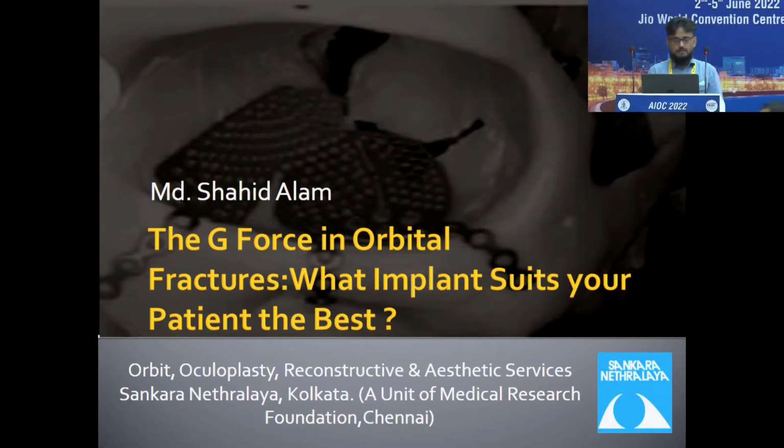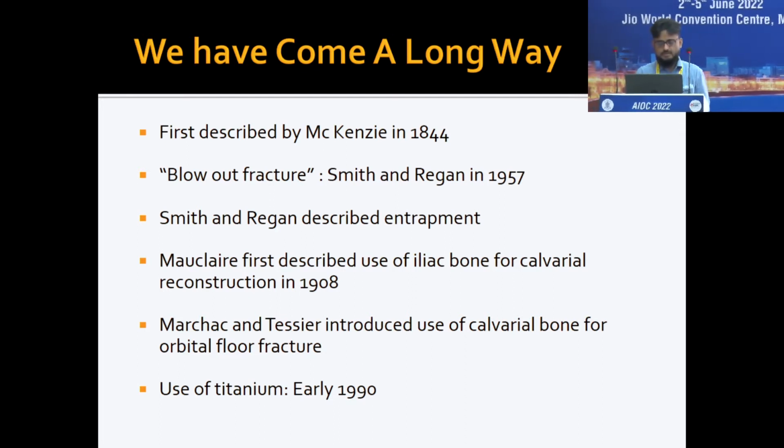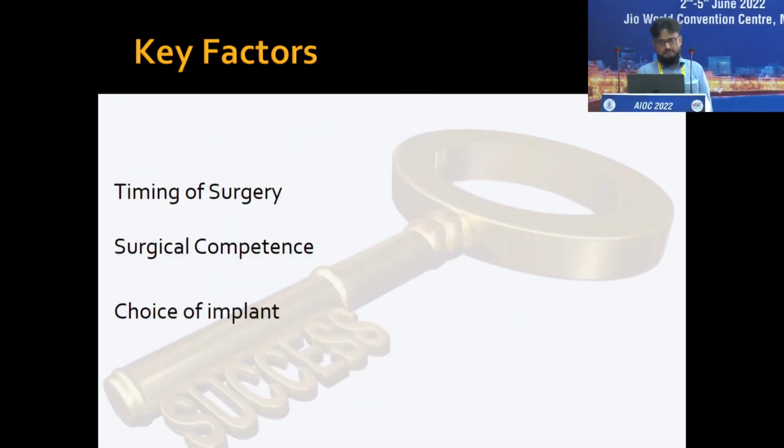So I'll be talking about orbital fractures: what implant suits your patient the best. Just to give a brief background, we have come a long way. Orbital fractures were first described by Mackenzie in 1844, and then in 1957 Smith and Reagan described the blowout fracture, and then various authors described different implants for orbital fracture repair. When we choose an implant, the key factors are the timing of surgery and the surgical competence of the surgeon, and then the choice of implant is what I'll be talking about.